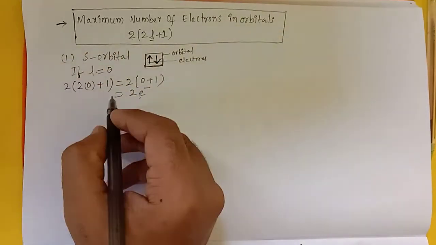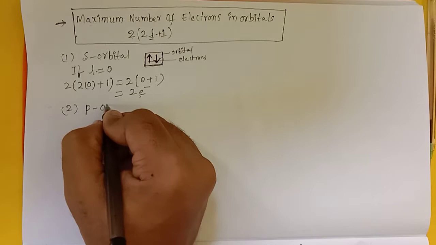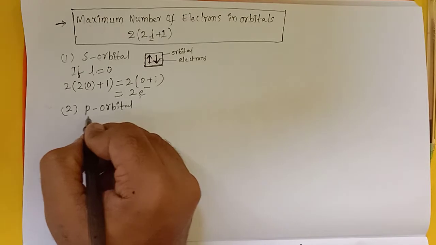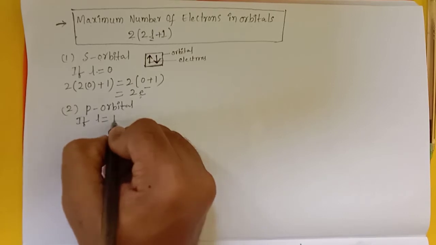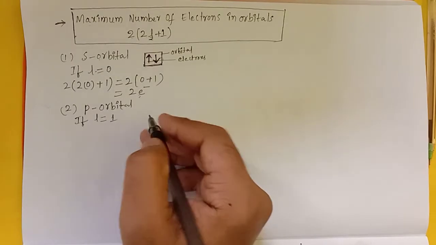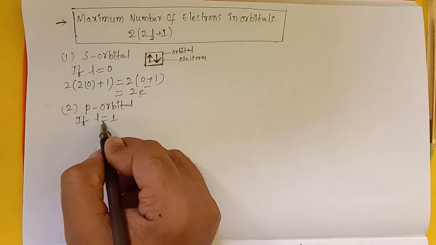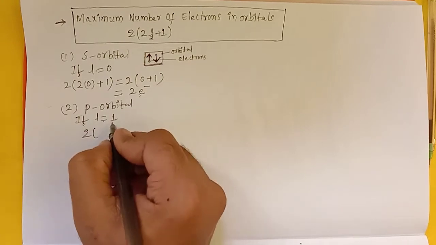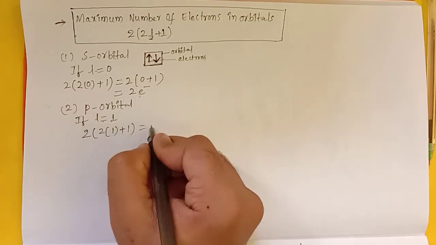Okay, now let us discuss the second orbital, that is the P orbital. So let us calculate the number of electrons in the P orbital. For the P orbital, what value do we have to take? L equal to 1. We have to substitute L equal to 1 in the formula: 2 of (2 into 1 + 1).